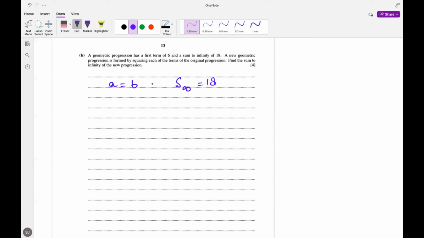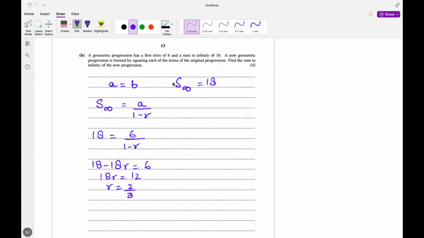Now, first of all, in the first progression, we know that the formula for sum to infinity is given by a upon 1 minus r. So the sum to infinity is 18, and the first term is 6, upon 1 minus r. So we can first of all find the common ratio for the first progression. Cross multiplying, we get 18 minus 18r equals 6. So 18r will come out equal to 12, and then r is equal to 2 upon 3.